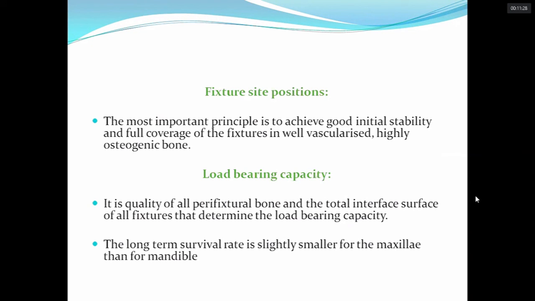Load bearing capacity. Load bearing means the quality of the implant, the quality of the bone, and the total interface surface of all fixtures determine the load bearing capacity. Load bearing capacity is slightly smaller in maxilla than in mandible due to the nature of the bone. So success rate is usually higher in mandible than in maxilla.